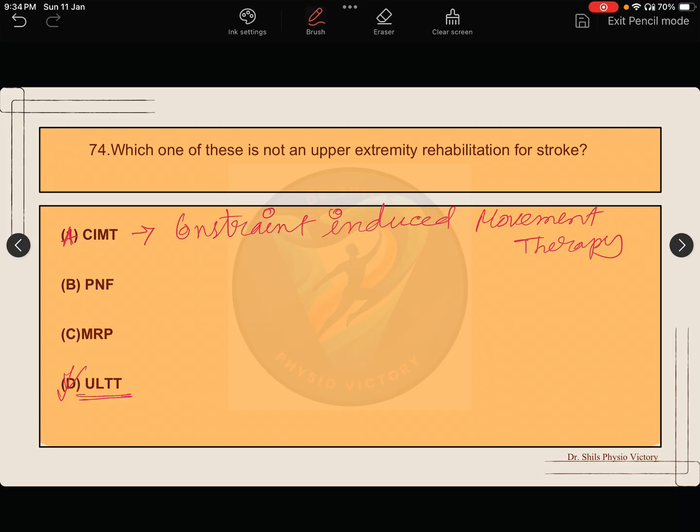In CIMT, basically, this is a well-established evidence-based rehabilitation approach for upper extremity recovery post-stroke. It involves restraining the unaffected arm to force intensive use of the affected arm, promoting neuroplasticity and functional gains.